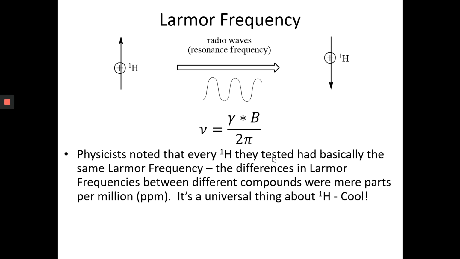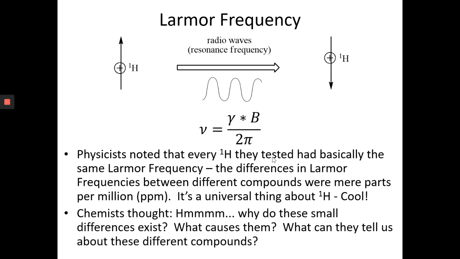And the physicists were super excited about that. They were like, this is amazing. There's this cool universal thing about hydrogen. It has this Larmor frequency, and we can measure it, and it's cool, and it's awesome. And chemists were like, huh, that's interesting. I mean, it's interesting that this happens, sure. And it's interesting that their Larmor frequencies are very, very, very similar. But why are they not identical? Right? Why do these small differences exist? What causes them? And more importantly, what can they tell us about these different chemical compounds?